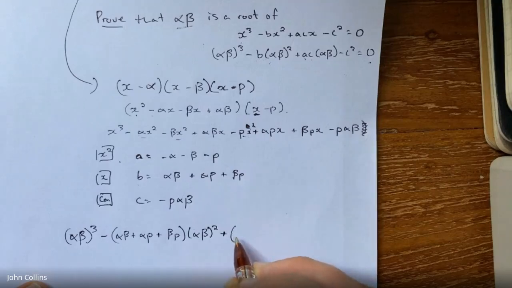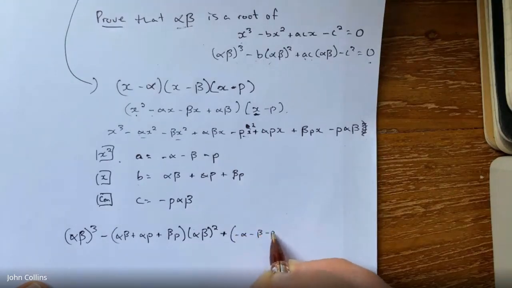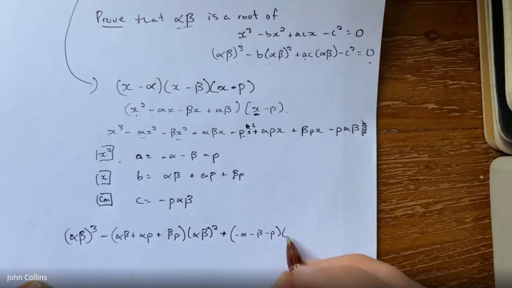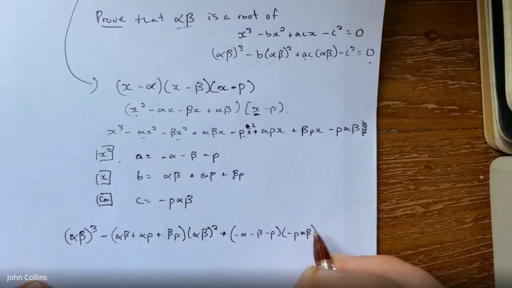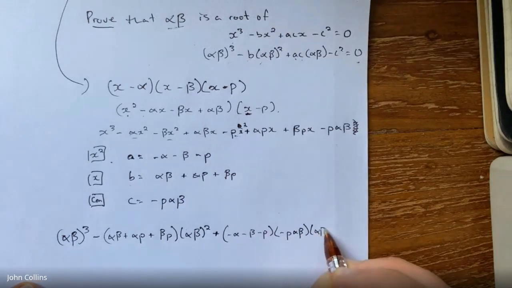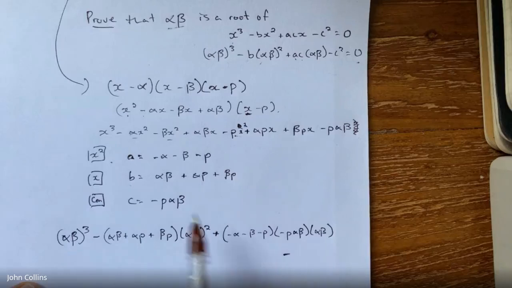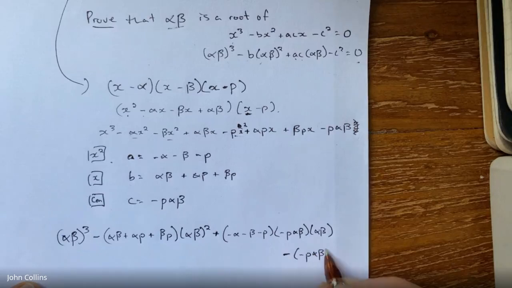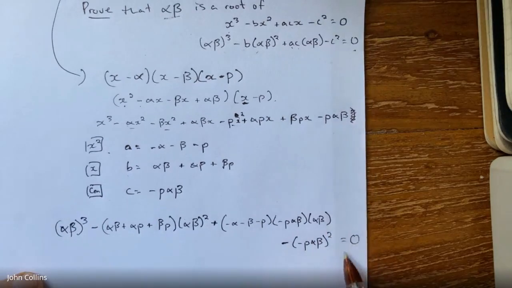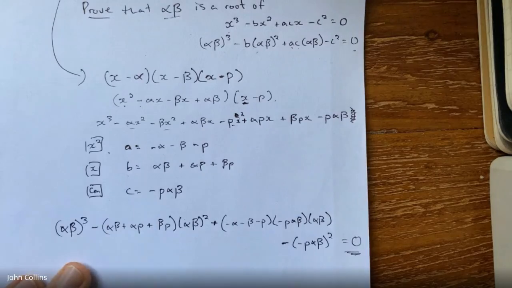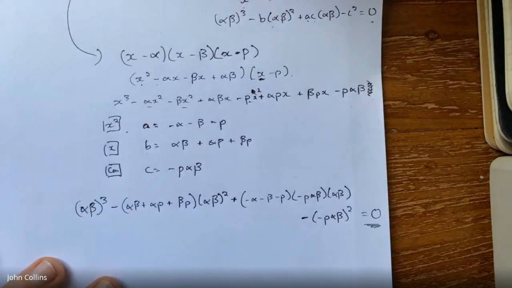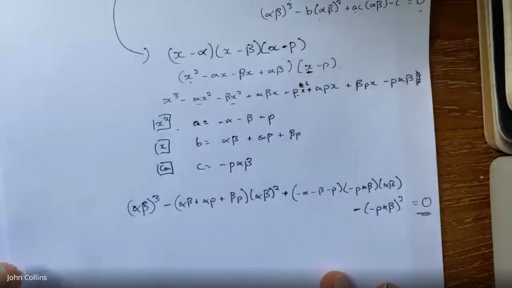is minus alpha minus beta minus p times c minus p alpha beta times alpha beta. And minus c squared is this, this squared, minus p alpha beta squared. Now, the idea is all this is going to equal 0. And if it all equals 0, then we have solved or proven. Hopefully it will. It's going to get messy though, but stay with me.